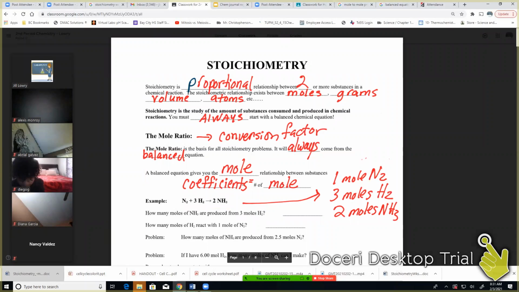All right, so we're going to start off with some questions that you can get directly from the problem. How many moles of ammonia are produced from 3 moles of hydrogen? That's exactly what I have in this problem. I have 3 moles of hydrogen. How many moles of ammonia was that able to produce? Here's my 3 moles of hydrogen. How many moles of ammonia did that produce? 2.